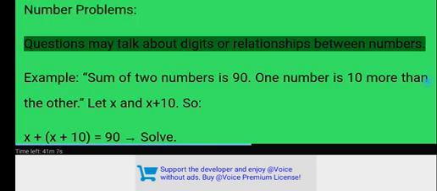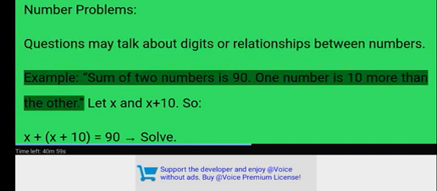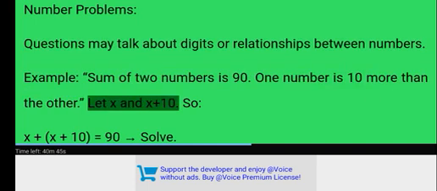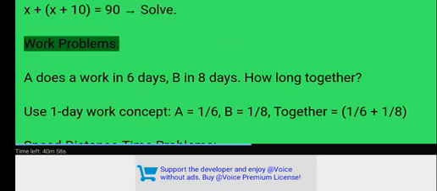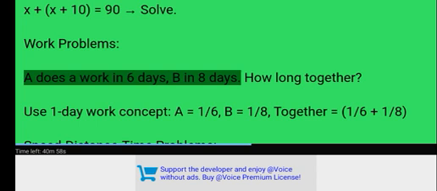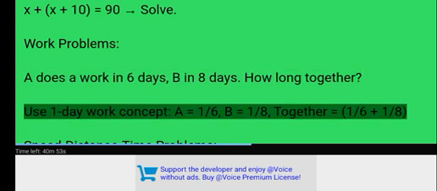Number problems. Questions may talk about digits or relationships between numbers. Example: sum of two numbers is 90, one number is 10 more than the other. Let the numbers be x and x plus 10. So, x plus x plus 10 equals 90, then solve. Work problems. A does a work in 6 days, B in 8 days. How long together? Use the one day work concept. A equals 1/6, B equals 1/8, together equals 1/6 plus 1/8.